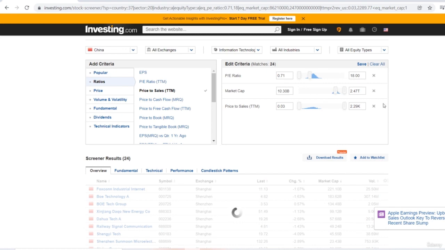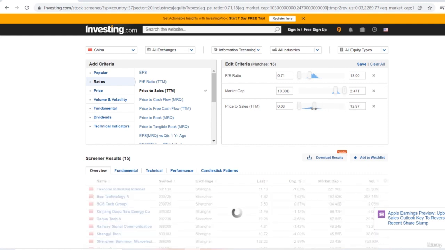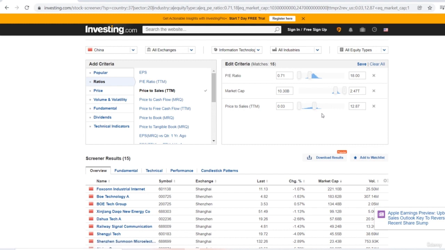And let's say we're looking at a little bit larger cap stocks. And that brings us down to 15, right? I just used the slider to make these a little bigger market cap. And let's say price to sales. Let's say I'm not looking for something in the crazy high end. We want price to sales to be a lower number in terms of a value. Let's bring it down to 12.87.